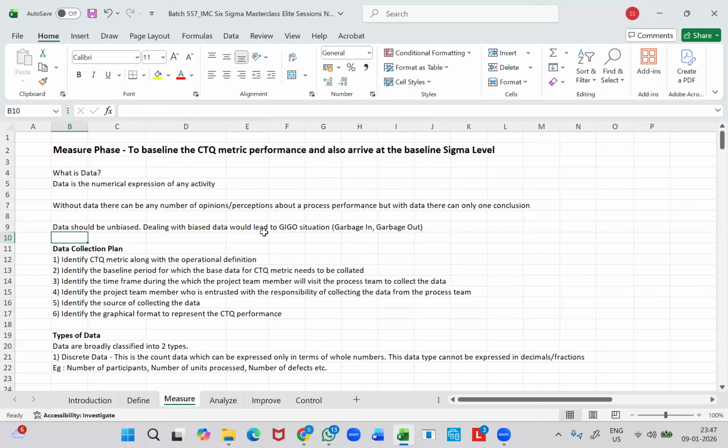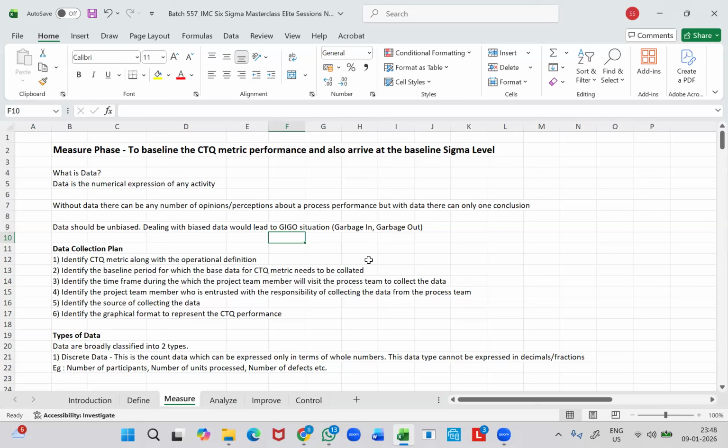If you are going to perform analysis with this biased data, then it is like digging up garbage. When we dig up garbage, what will we get? We will get garbage in some other form. That is what we call a garbage in, garbage out situation. So when we deal with biased data, it is like digging up garbage, and the resultant output is garbage in some other form. That means you will get incorrect results, right? So that has to be completely avoided.